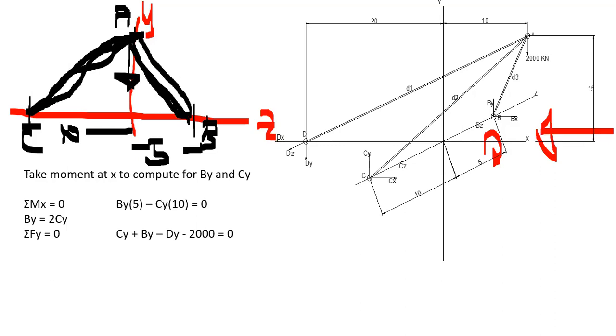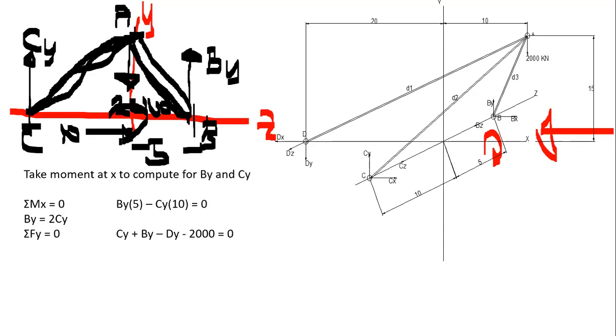Andito yung force na 2,000. CY here. Itong CY papunta dito. Ito actually ito lang naman ang concern natin. CY at saka yung BY din pataas din kasi nga support nga siya. Pag hindi pataas yan, the structure will not be in equilibrium, mag-overturn siya. Kaya when we take moment at x, dito tayo nagpaikot, ano?